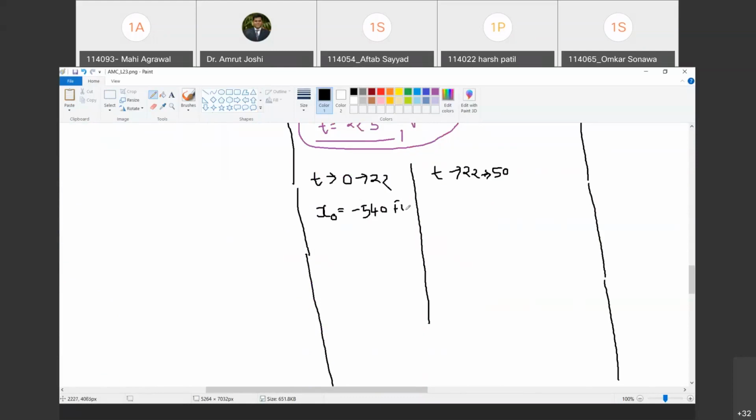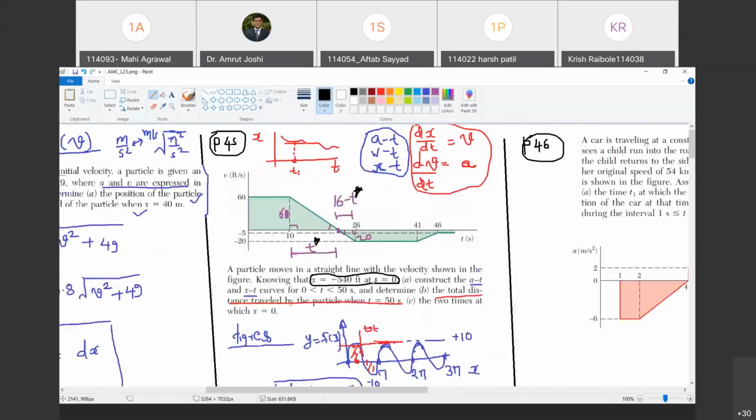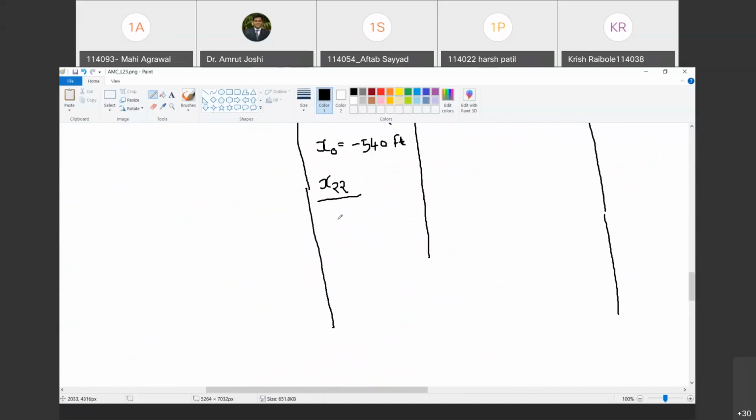Feet. I now need to calculate x22. Do you agree with me? Yes, sir. Position at t equal to 22 seconds. Are you with me? Yes, sir. And how do I calculate that? तो उसके लिए मुझे क्या यूज करना पड़ेगा, this relationship dx by dt is equal to v. Are you with me? Yes, sir. dx by dt is equal to v. इसका मतलब क्या है जरा देखो, dx is equal to v dt. Do you agree with me?